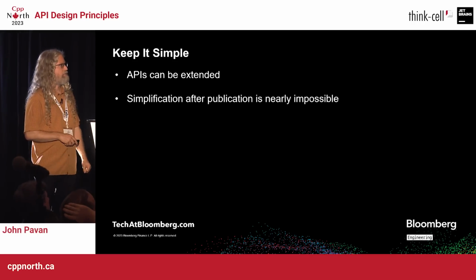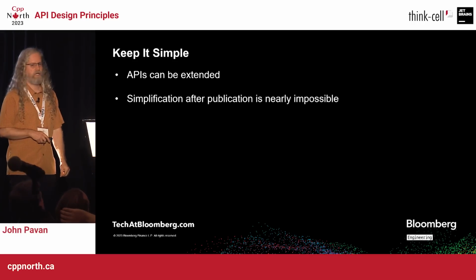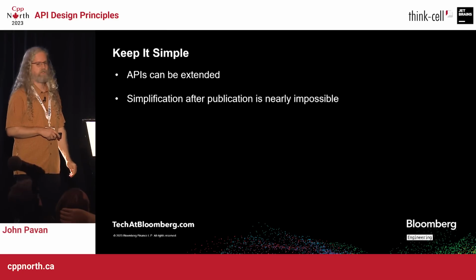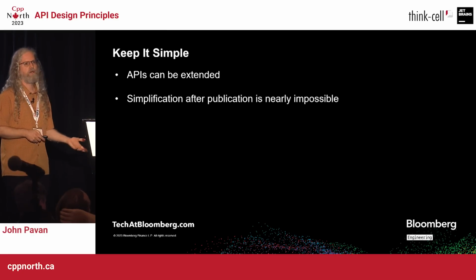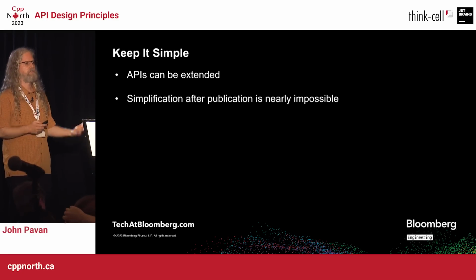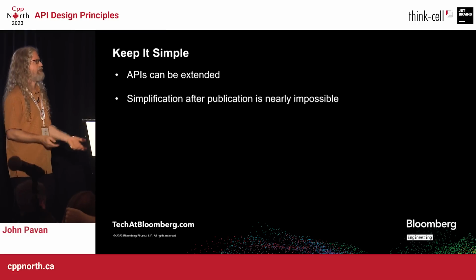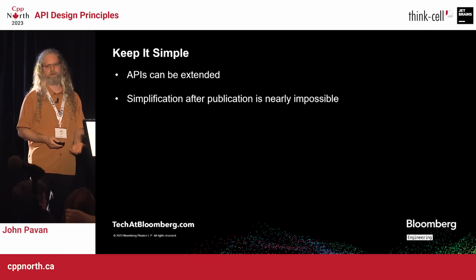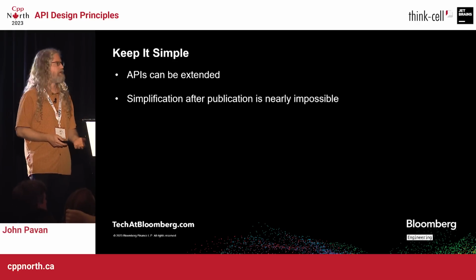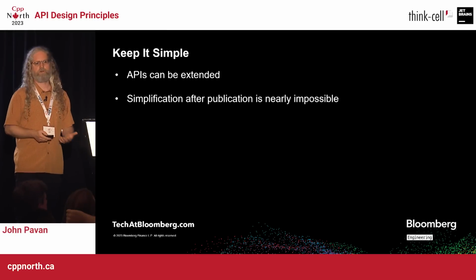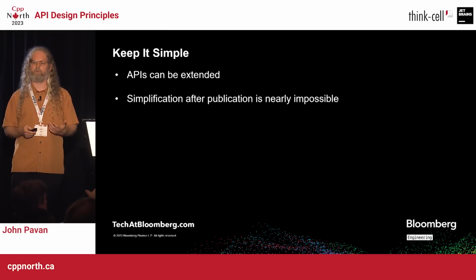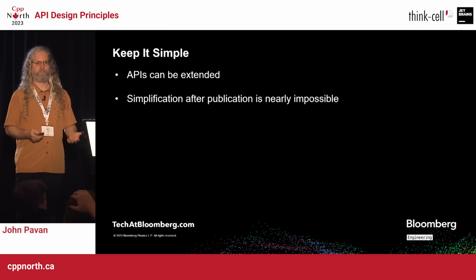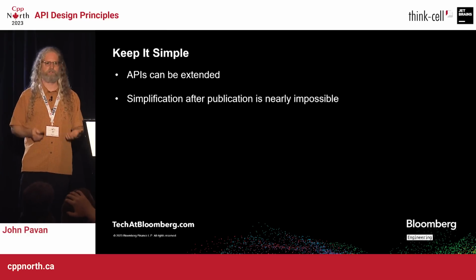You want to try and keep your API as simple as you can. Remember that you're able to extend your API later, either by directly modifying that API or by adding utility classes or helper functions, things like that. But if you publish with a little bit too much complexity that you don't necessarily want to support, trying to remove that later is going to be basically impossible because someone is going to use that complexity for something.